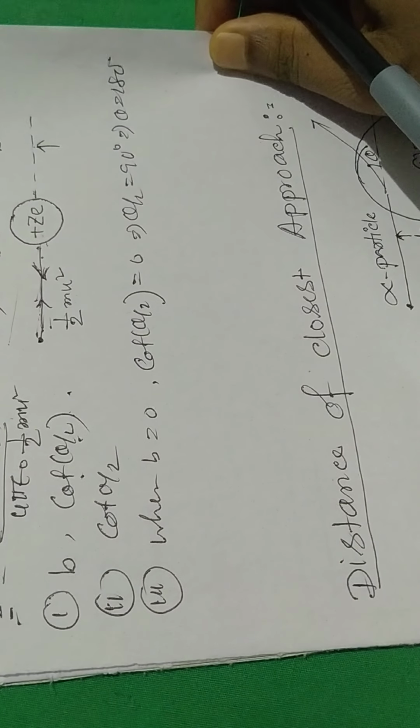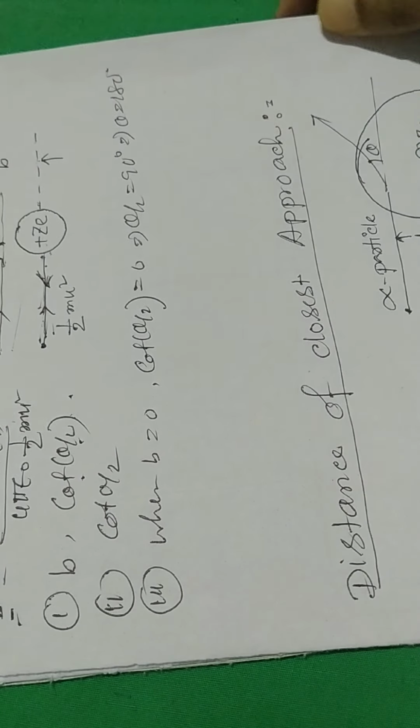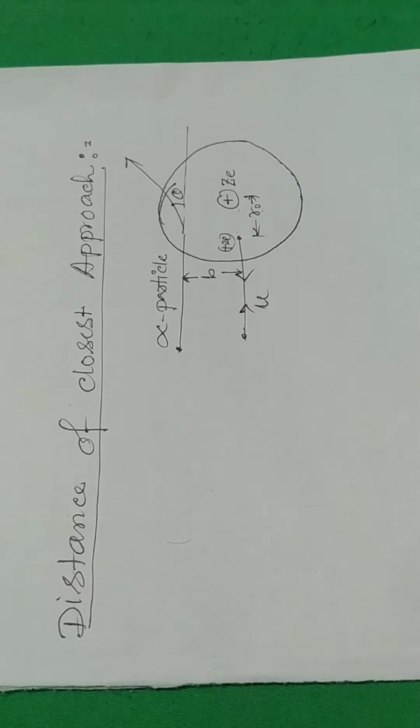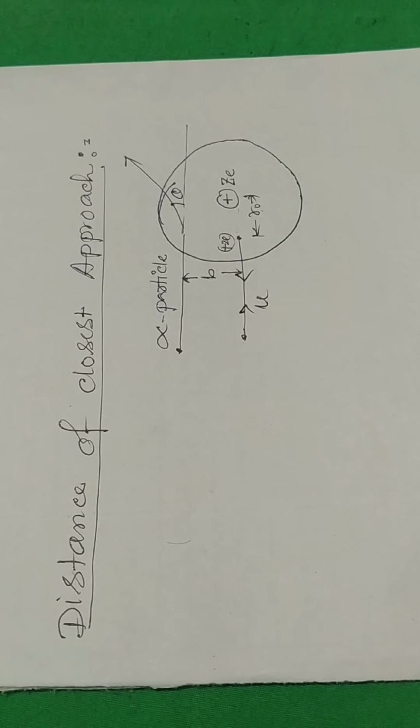Now let us discuss distance of closest approach. The minimum distance up to which an energetic alpha particle traveling directly towards a nucleus can move before coming to rest and then retracing its path is known as the distance of closest approach.